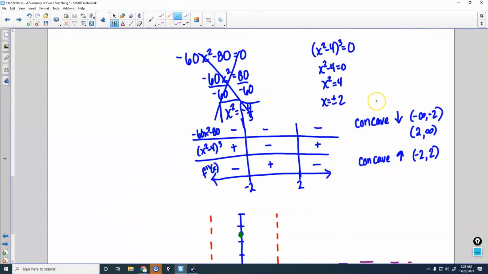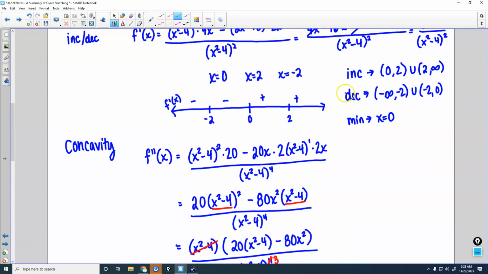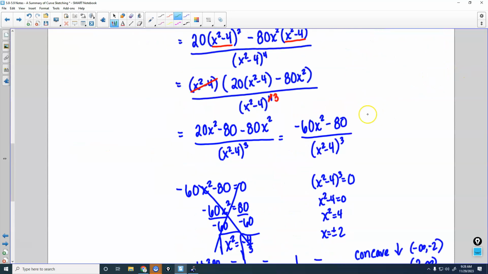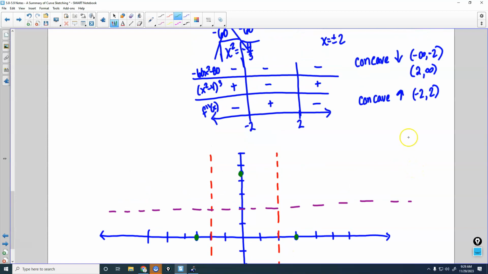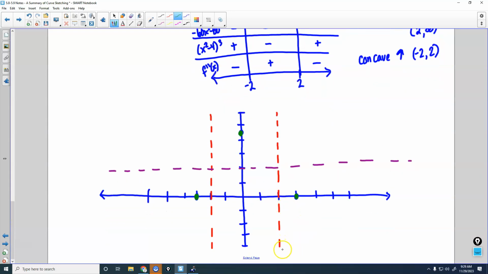So, if I look at what's got to happen, I need to be increasing from 0 to 2 and 2 to infinity, which means I need to be increasing here and increasing here. I need to be concave down from 2 to infinity. So let's start right there. 2 to infinity, I've got to be concave down. I also have to be increasing. That's going to have to probably look something like this right here.